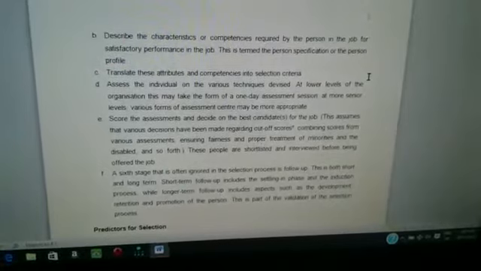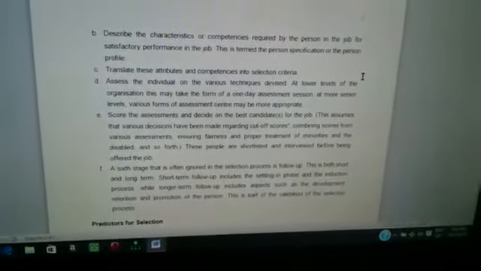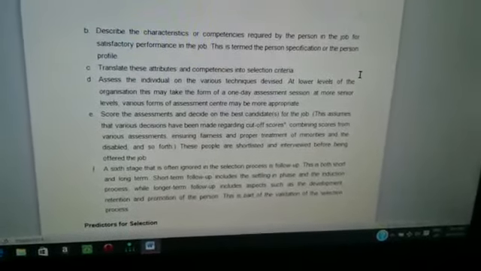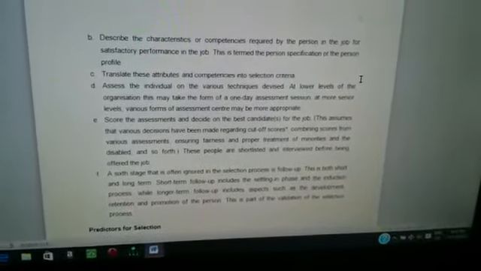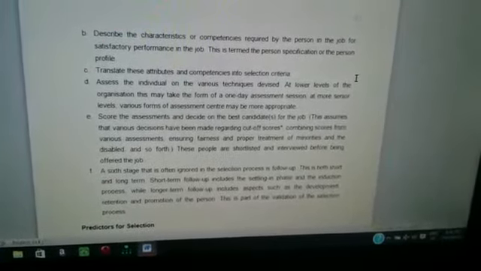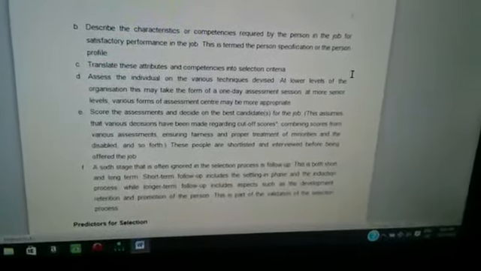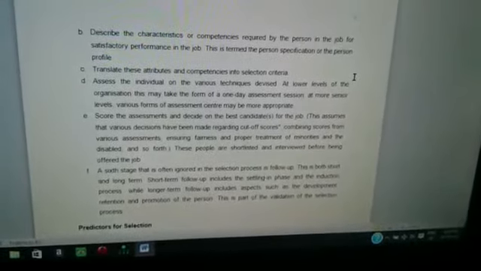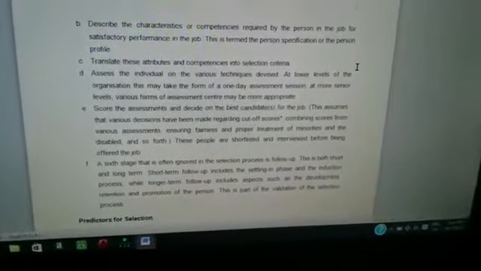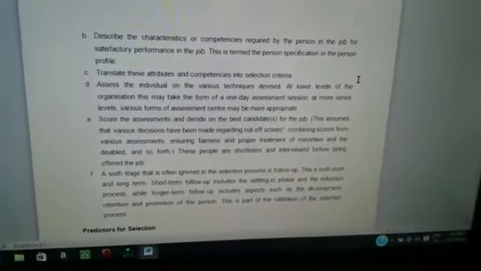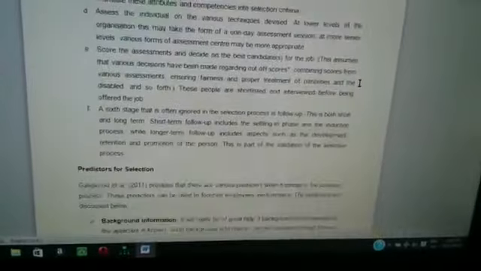The 6th stage that is often ignored in the selection process is the follow-up. This is both short and long-term. Short-term follow-up includes the settling-in phase and the induction process, while longer-term follow-up includes aspects such as the development, retention, and promotion of the person. This is part of the validation of the selection process.